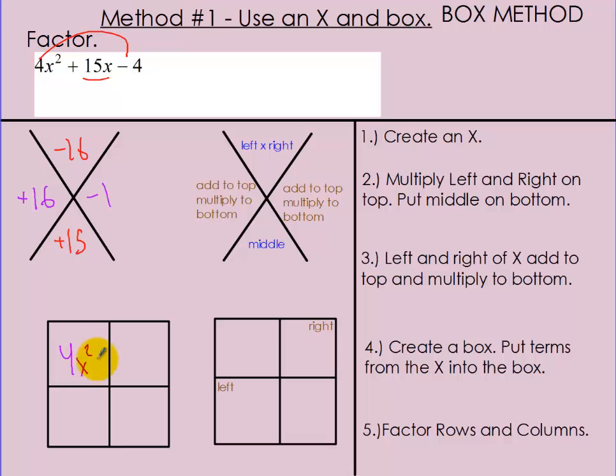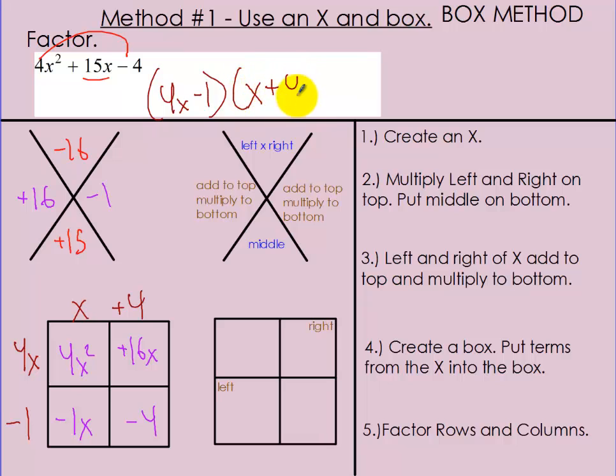So create my box again. 4x squared on the top left, negative 4 on the bottom, plus 16x here, and I'll do negative 1x down here. Factoring out greatest common factor, this will be positive 4, and this one will be x, and this one will be 4x, and this one will be a negative 1. So my two factors are 4x minus 1 times x plus 4.